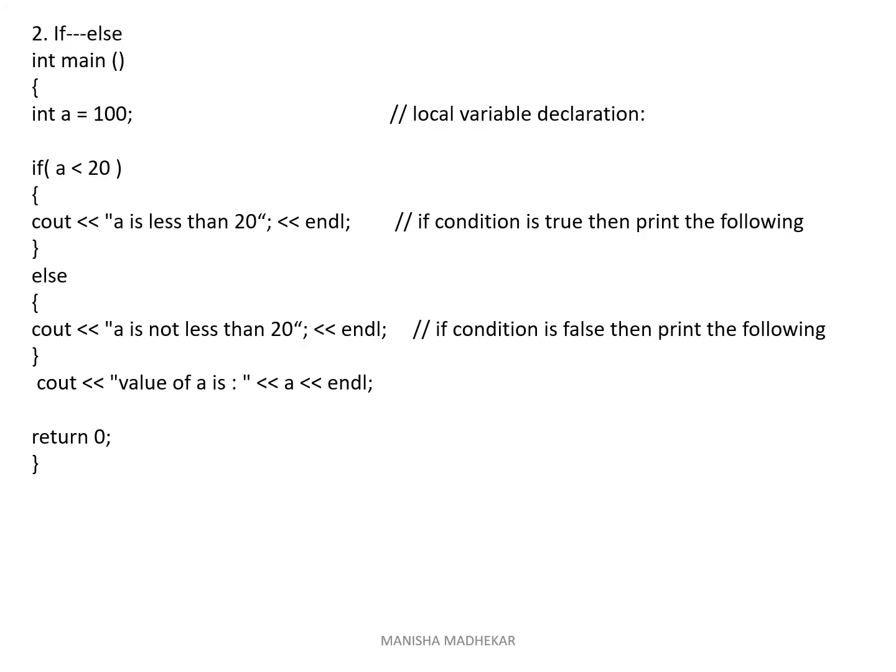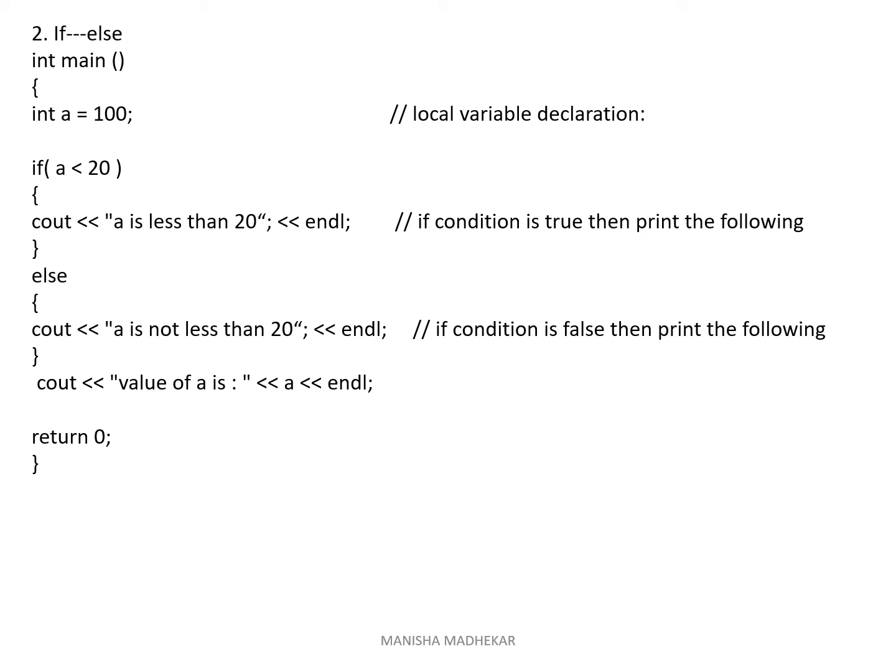Next is the if else statement. Int a is equal to 100, we are again initializing a variable a of integer data type as 100. If the first condition, that is a is less than 20, is true, then it will print a is less than 20. Else it will print a is not less than 20.